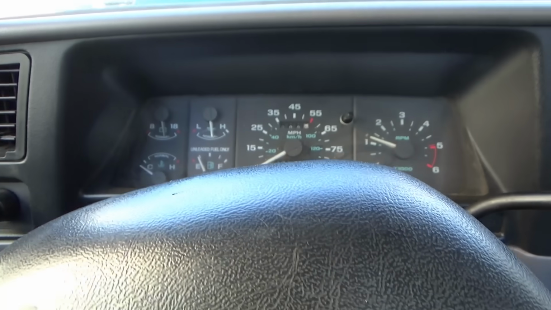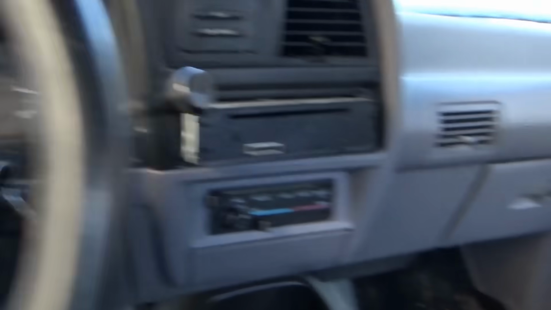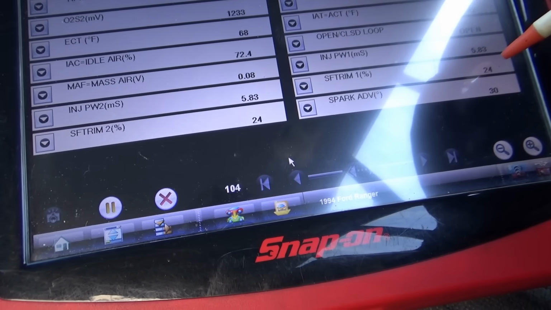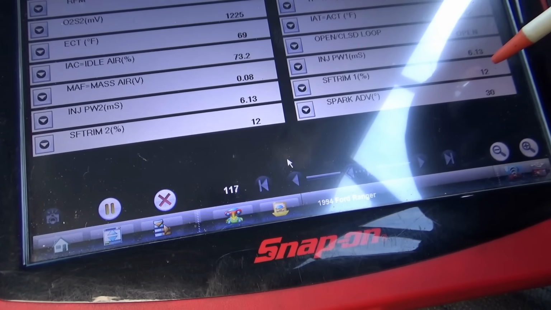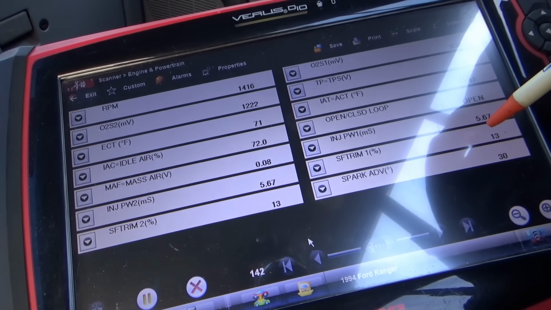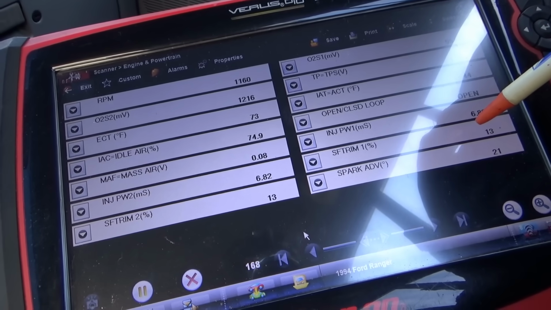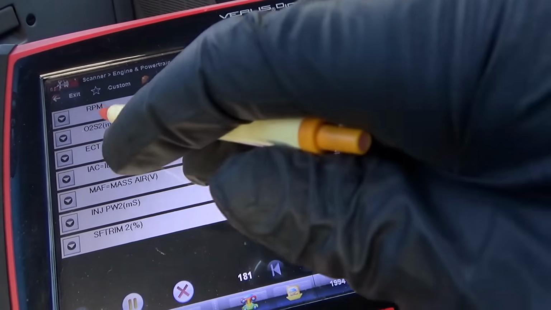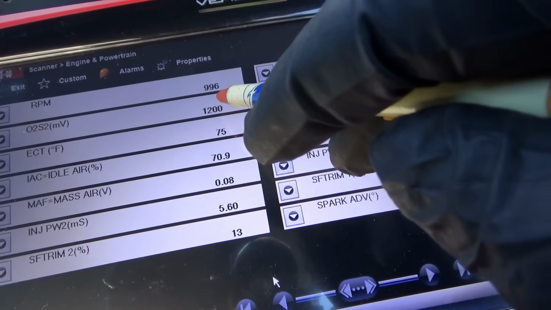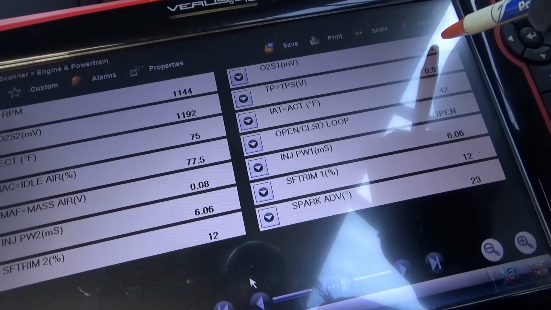Okay, I put it in gear. It seems to have evened out a little bit. Look at our fuel trims. They're coming down. It's actually running pretty decent. O2 sensor 2 is now 1200 millivolts. That's broken for sure. It's not supposed to be over 1 volt. I believe sensor 1, it's reporting rich.